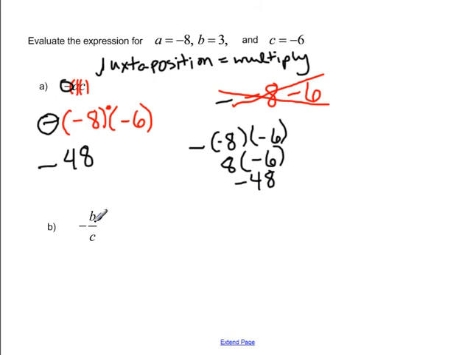For the second problem, again, we want to pay close attention to where our negative signs are. So there's my negative out front, and we have B over C. So let's put in our values. There's my negative sign that's coming down. Okay, and we're going to isolate our B and our C. There's the B and the C. So our value for B is 3, and our value for C is -6.